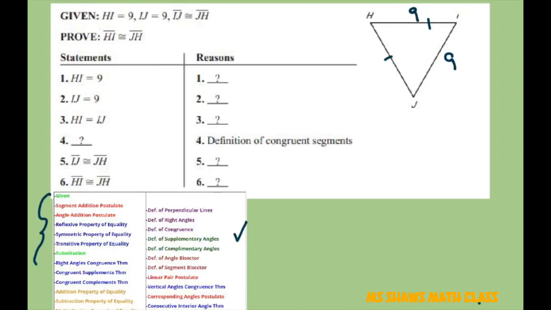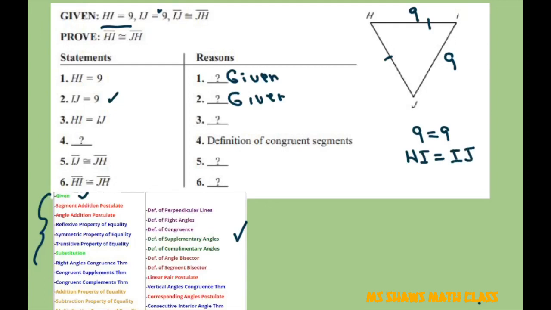So the first statement is HI equals 9. Well, that's given. And so that's part of your vocabulary here. And you just write given. And similarly, number 2 is just going to be given, because it's right here. And then HI equals IJ, that's substitution, because if I say 9 equals 9, then 9 is HI, and 9 is IJ. So that's just substitution. It's substituting my 9s for the line segments. So that's substitution, which is right here. So I'll just put sub here.